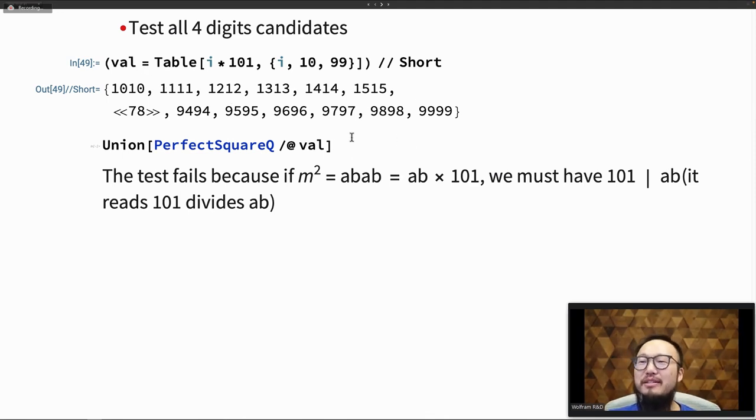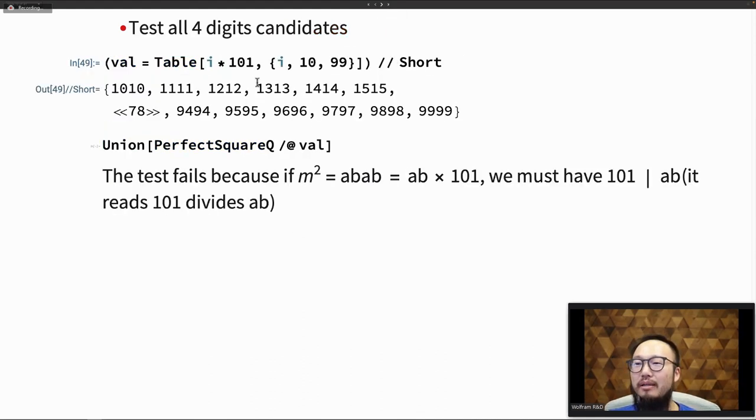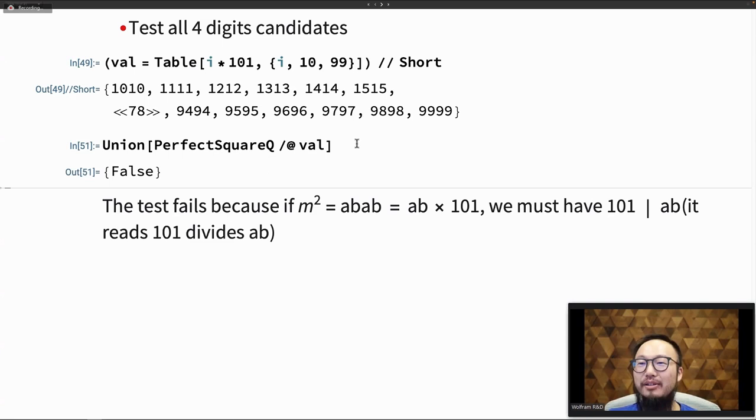Okay, the easy way to do that is just let me define this one again. Here we go. The union is False. If you have anything that is True, it will just give you True. So everything is False. You find the union of all the solutions, and it is False.